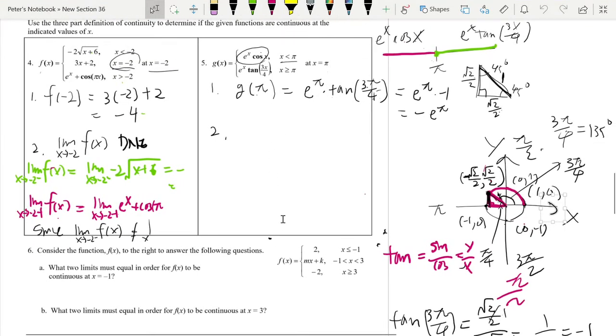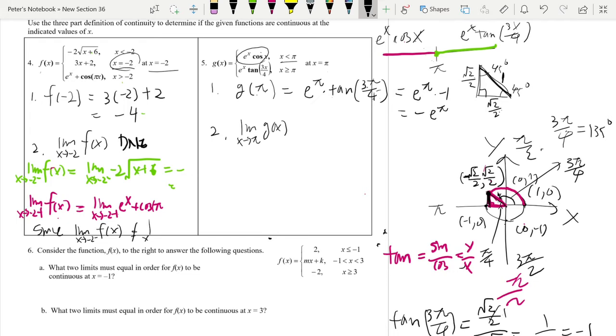Okay, number 2. I just have to find the flow here. So we figured out that that was negative e to the pi. That's the number that's defined there. And the next thing is, does the limit of g of x as x approaches pi exist?